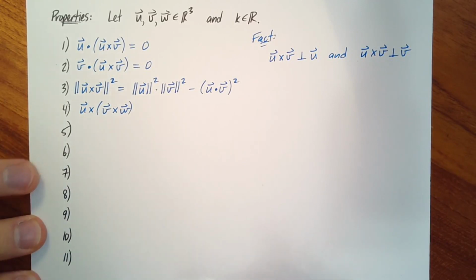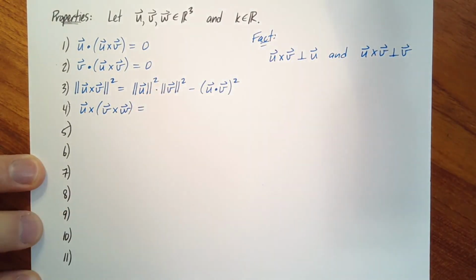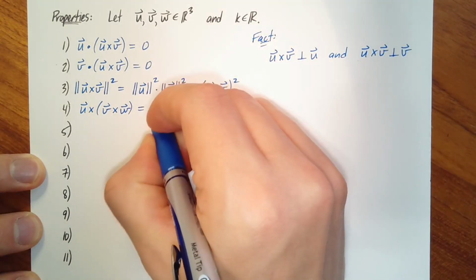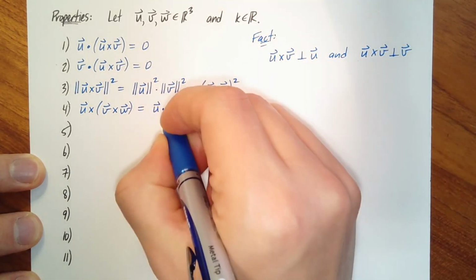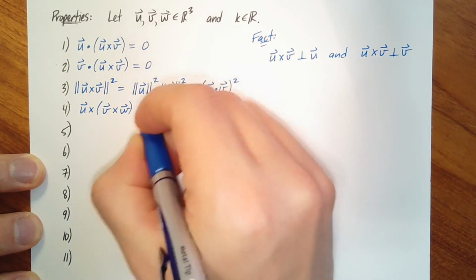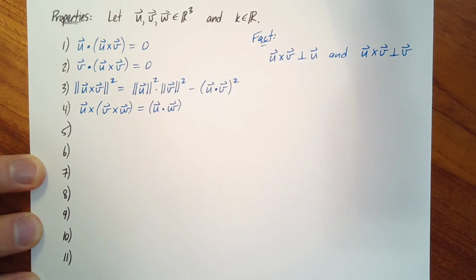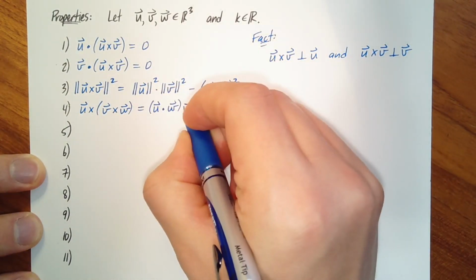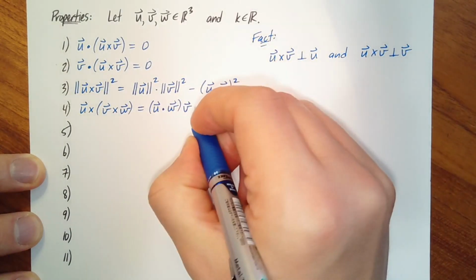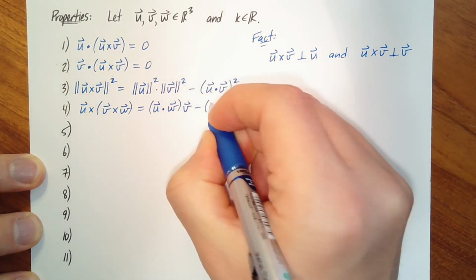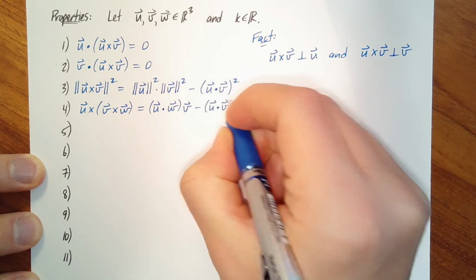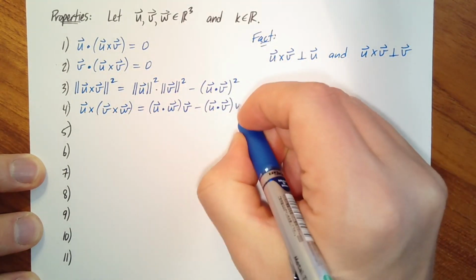So what do you get if you do that? Well, this fourth property is going to tell us. You end up getting, this is maybe a bit weird, but this is what you get: the dot product of u and w multiplied onto the vector v. And then you can subtract the dot product of u and v multiplied onto the vector w.